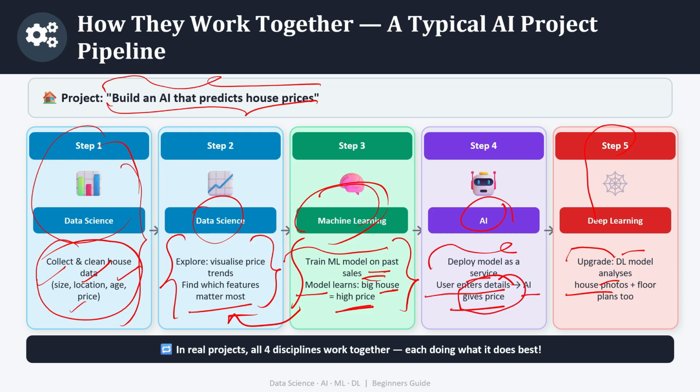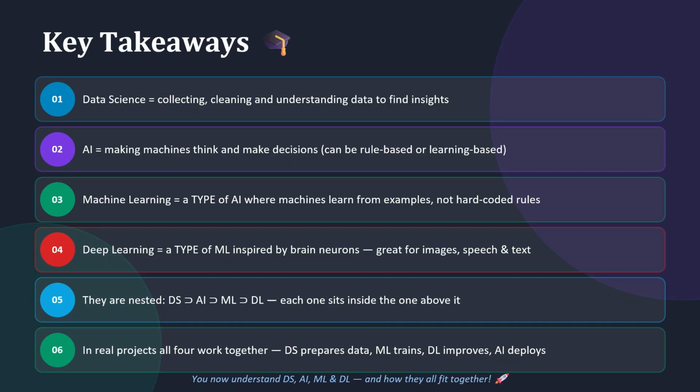Stepwise, deep learning means upgrading it. DL models analyze house photos and floor plans too. Now it's not specific to just predicting the price of a house. You will have photographs of the house, the interior, the exterior, the floor plan, and size. Based on all this analysis, you are going to get a more authentic output from the deep learning system, like the AI agent. So in a real project, all four disciplines work together, each doing what it does best. This is how data science, machine learning, artificial intelligence, deep learning, and AI agents are related with each other.